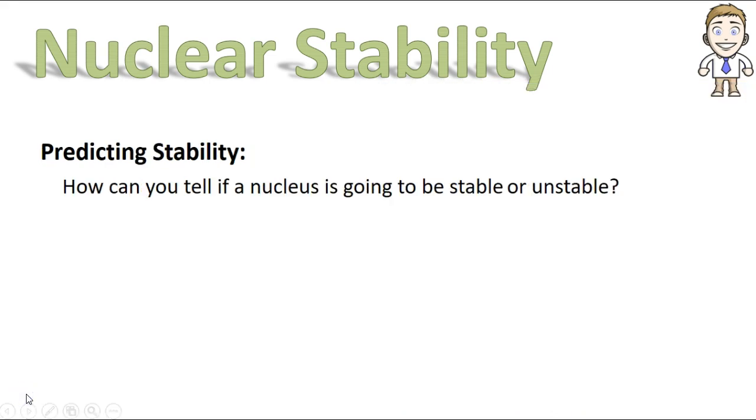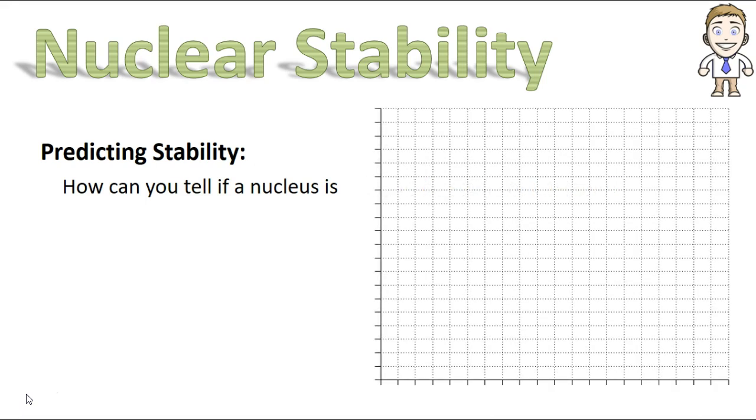The next question is, how do you tell? How do you predict if a nucleus is going to be stable or unstable? You know it's based on protons and neutrons, but maybe there are some actual rules we can look at so you can tell for any nucleus. To do this, we're going to make a graph. Some people don't like graphs or anything having to do with math, but this is a nice simple one. All we're going to do is graph protons on the horizontal axis and neutrons on the vertical.